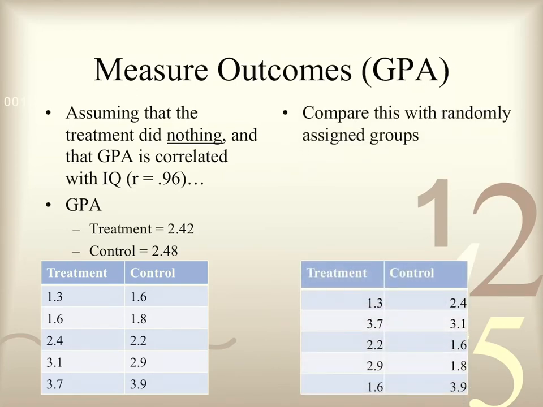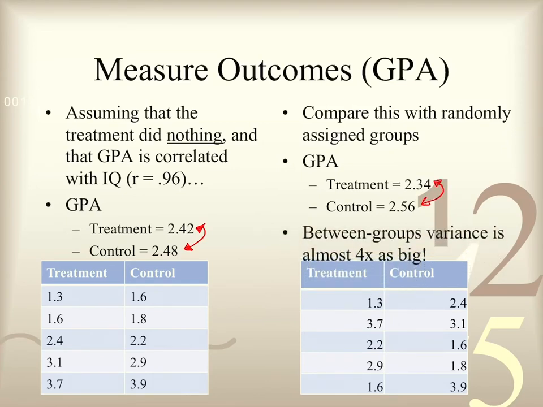So here, instead of matching them together and pairing them off, I've just randomly assigned person number 1 through 10 using a random number generator to either the treatment or the control group. And what we find here is the mean of the treatment group is 2.34, and the mean of the control group is 2.56. Remember, assuming that our experiment did nothing, our measure of error is how far apart these numbers are. And here what we found is the difference between these two numbers is almost 4 times as big as it was over here.